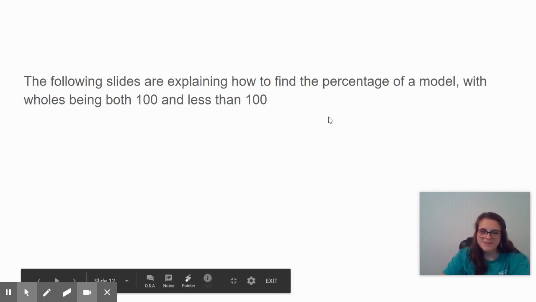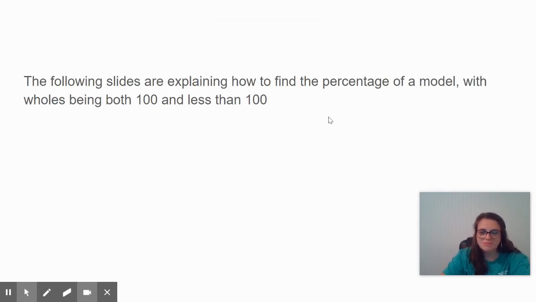Hi, everyone. All right, so today we are jumping into percentages, and we are going to be working on how to discover a percentage based on a model. We're going to be using a hundreds graph or a hundreds grid, and we're also going to be using things that have less than 100 as the whole. So let's jump in.